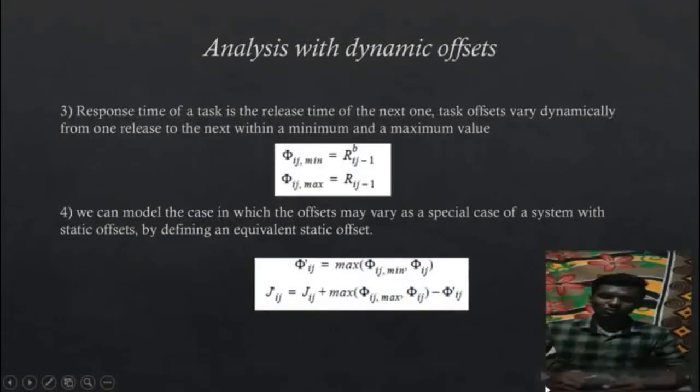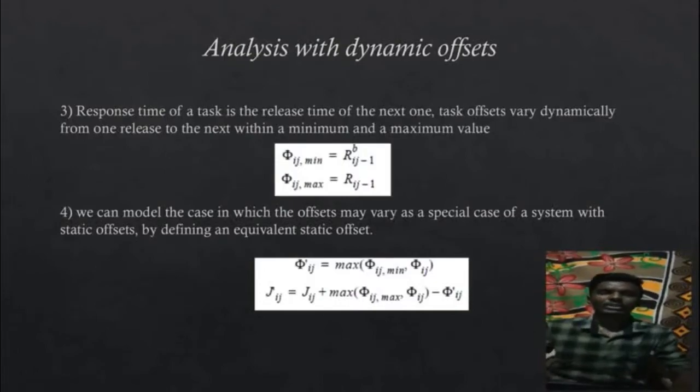Then let's move on to analysis with dynamic offsets. We know that the response time of one task is equal to the release time of another task. So the time offset will vary from a minimum offset to a maximum offset. The minimum offset pi ij min equals rij to the power b minus 1, and the maximum offset pi ij max equals rij minus 1. Here r is the response time of the i, j time frame.